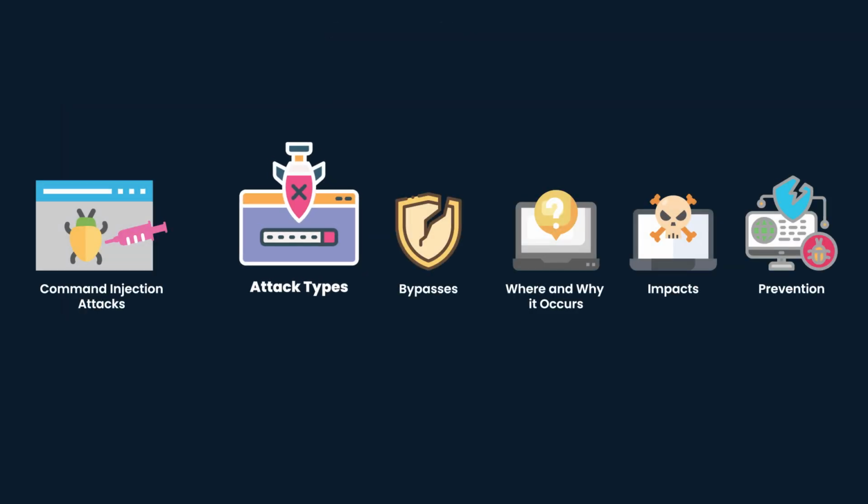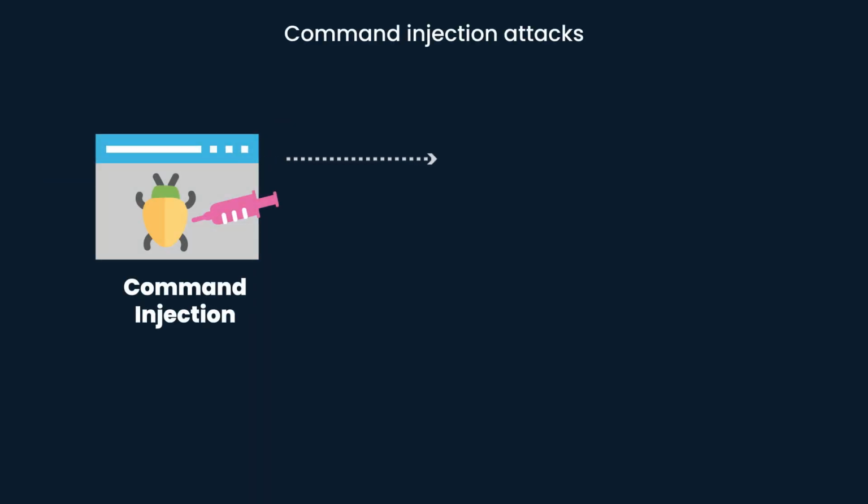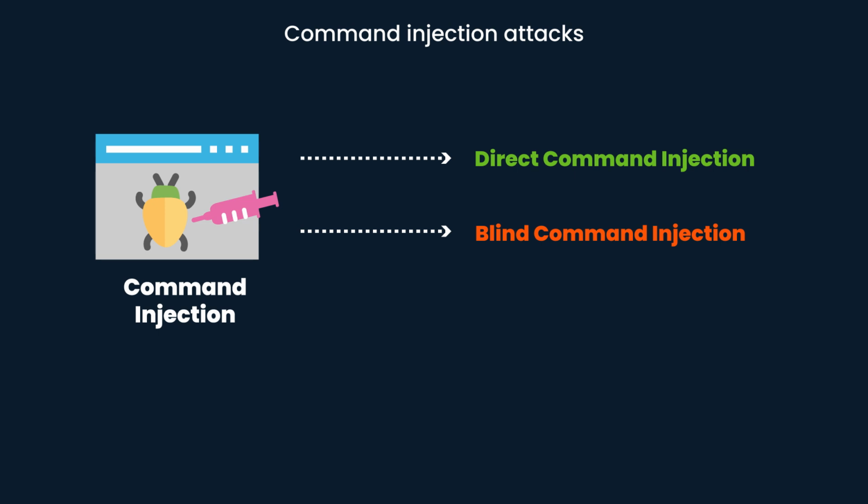Now that we have a basic understanding of the command injection vulnerability, let us see some of its attack types. Command injection can be performed using various techniques, such as direct command injection, blind command injection, and more. Let's get started with direct injection.